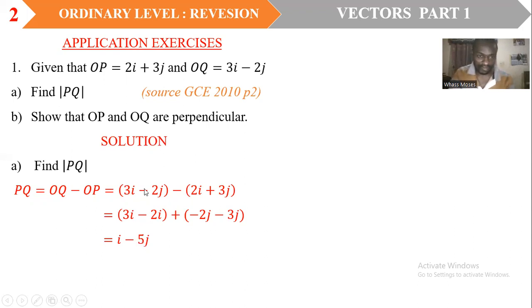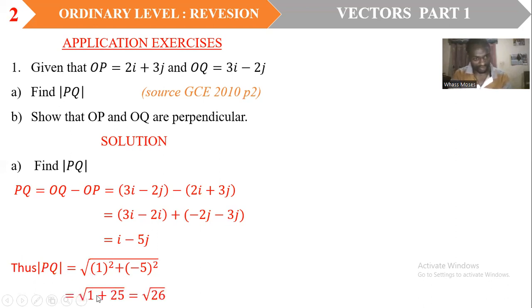So for us to find the magnitude of PQ, using the formula that we have just seen at the key point, we take the component of i, which is 1 squared, plus the component of j, which is negative 5 squared. We sum the squares and find the square root. 1 squared is just 1, negative 5 squared is 25, 1 plus 25 is 26, and the square root of 26 remains root 26, since 26 is not a perfect square.